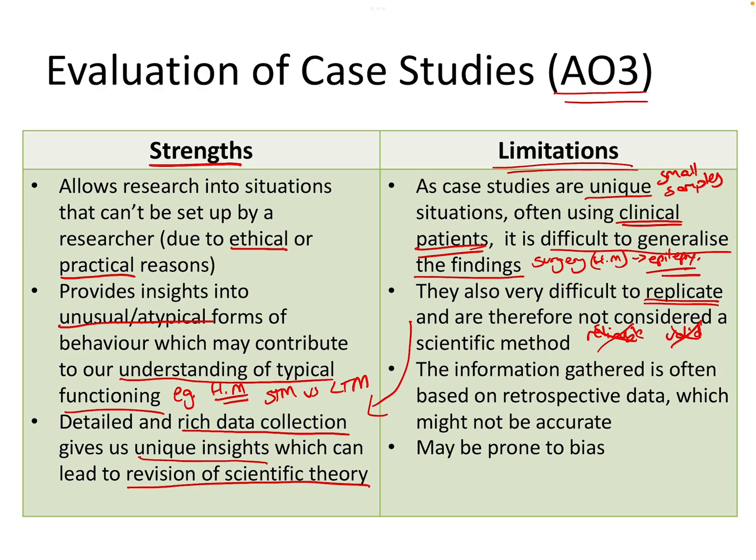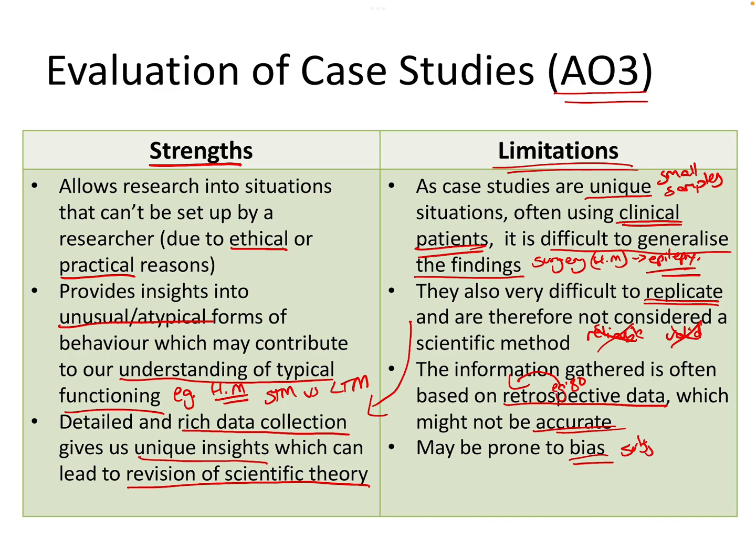The information that we gather is often retrospective, which means that we're looking back in time. So we might be asking somebody to recall information from their childhood or recall information from when they were a teenager. And that might be 80 years later we're asking them to do this, for example. We know that their memory may not be accurate. So their memory may have faded in that time. They might just not have accurate memories for that period. So we can't be sure that the information that we're gathering is actually accurate because we're gathering the information after the fact. And case studies may be prone to bias.